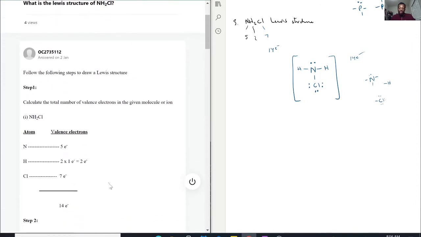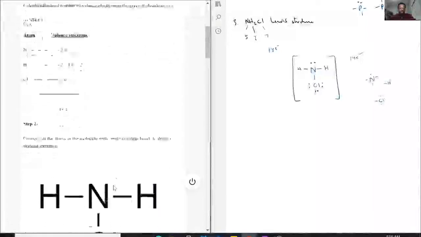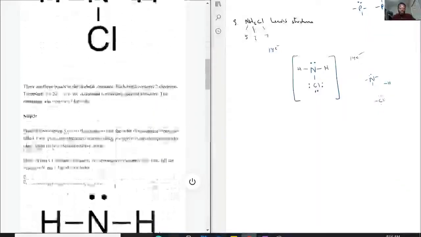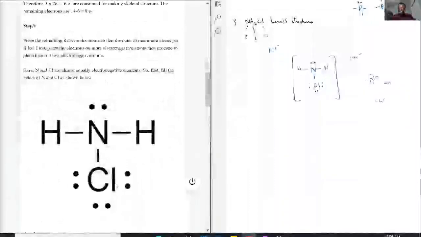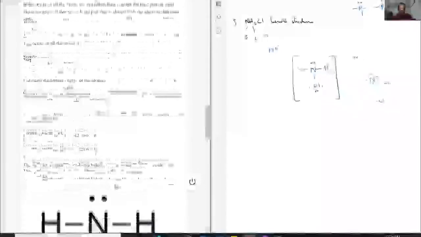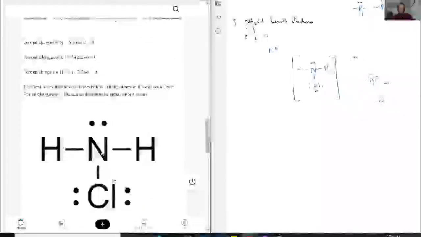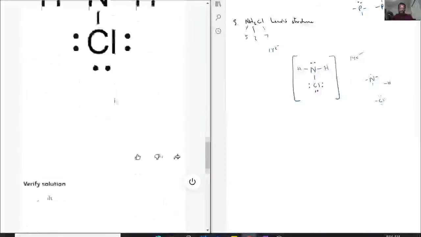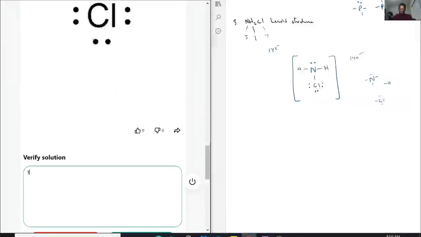So we do have 14 electrons. That's what we want. And then they drew it out, and then they hopefully filled in the electrons, and there we have it. We have now the balanced Lewis structure for NH2Cl. And then they also calculate the formal charges as well, and they're all 0. Perfectly done. And this is correct.